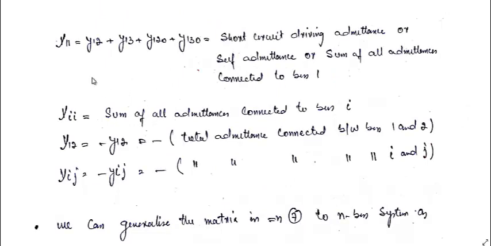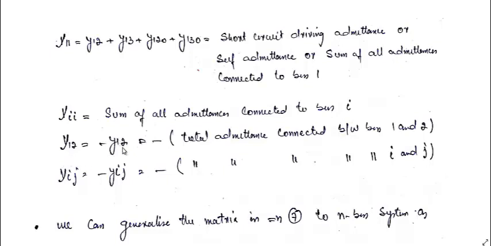Coming to this, we know that Y11, I will define it again. This Y11 is equal to Y12 plus Y13 plus Y10 plus Y130. It is known as the short circuit driving point admittance, or sum of all admittances connected to bus 1. So in general, I can write Yii as the sum of all admittances connected to bus i.